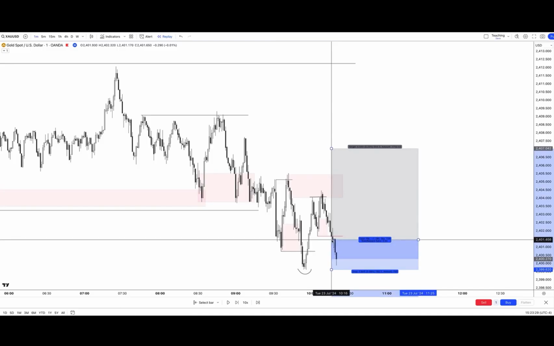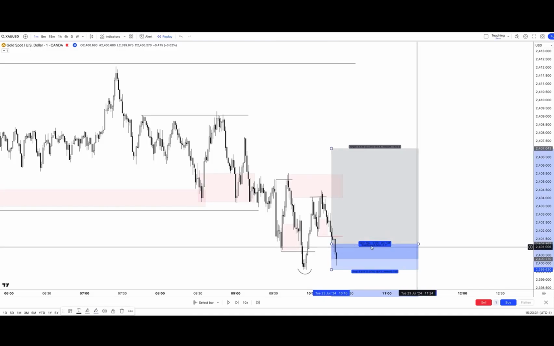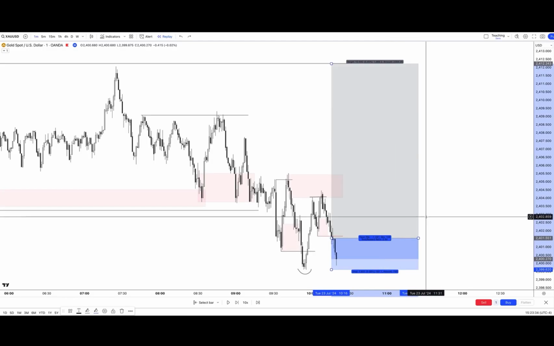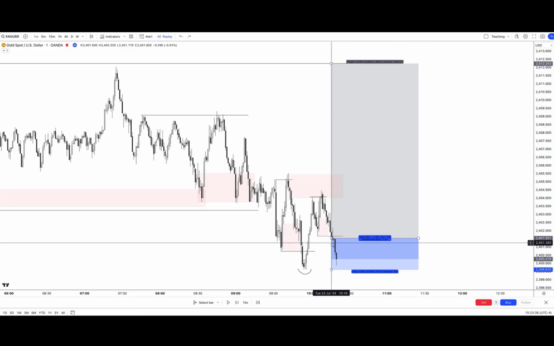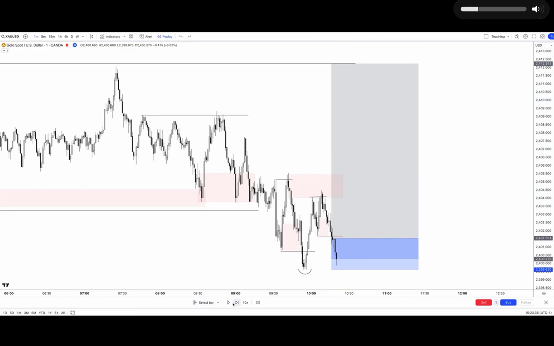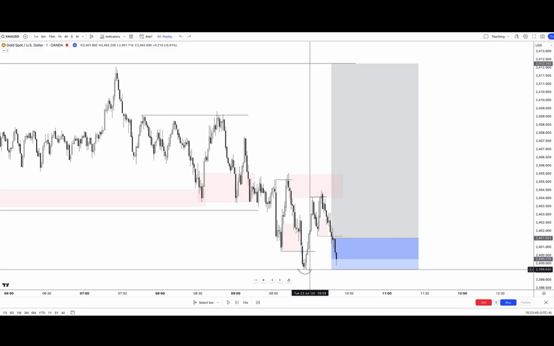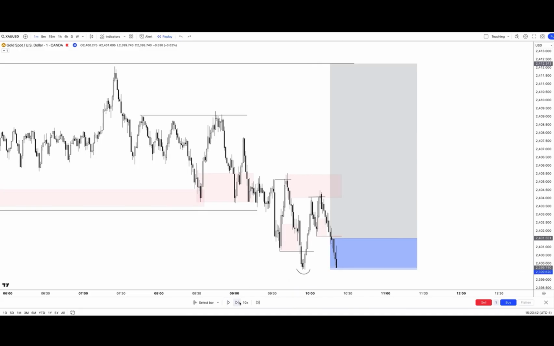I'd allow price to come a little bit deeper. Now the RR makes sense. Okay, so I hope that makes sense to you guys. Cool. So entry taken there. We're in a little bit of drawdown. It is what it is. As long as we stay above this liquidity block, everything remains valid.